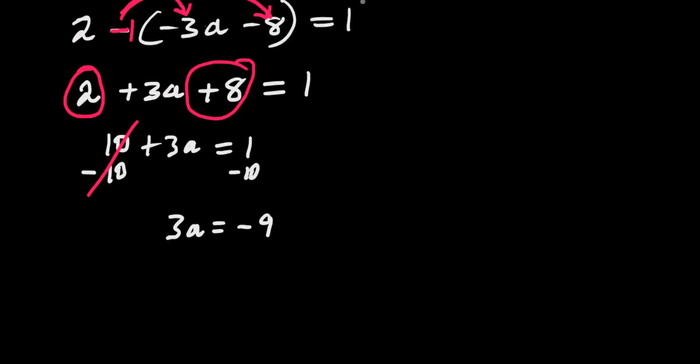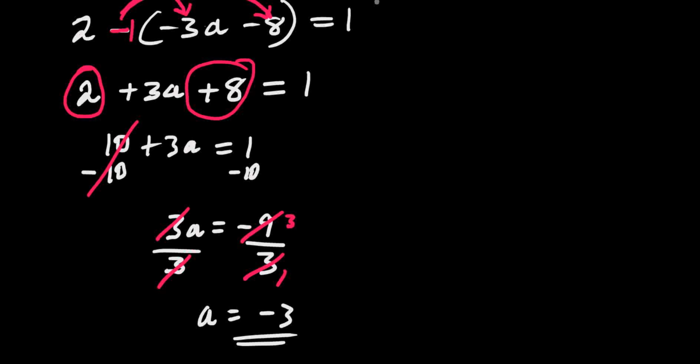And at this point, we can simply divide both sides by 3. Divide both sides by 3. And 3 will cancel 3 from here. 3 divided by 3 is 1. And negative 9 divided by 3 is negative 3. So the final answer would be a equals negative 3. So this is the answer to this question, and I hope it makes some sense. All right, let's go on to the next question.